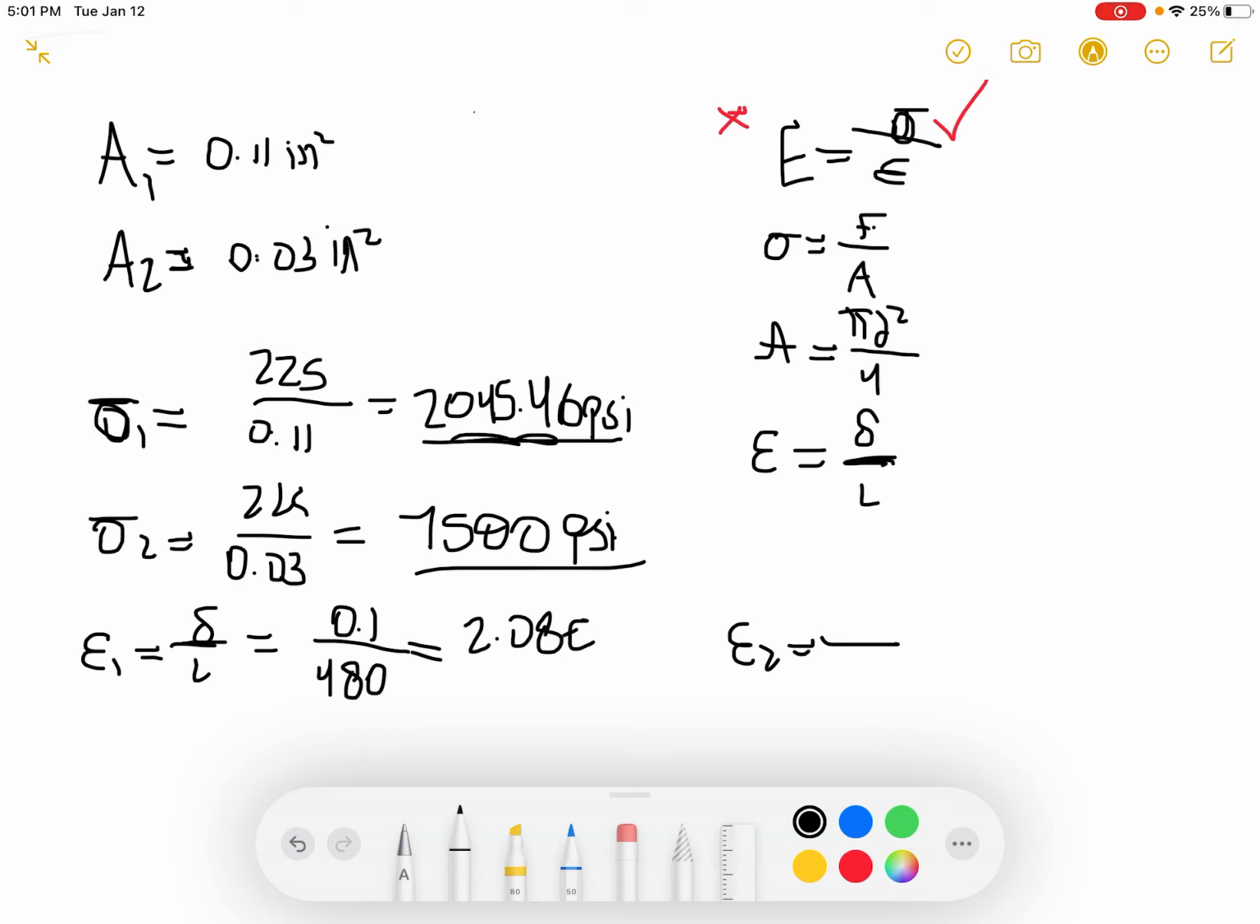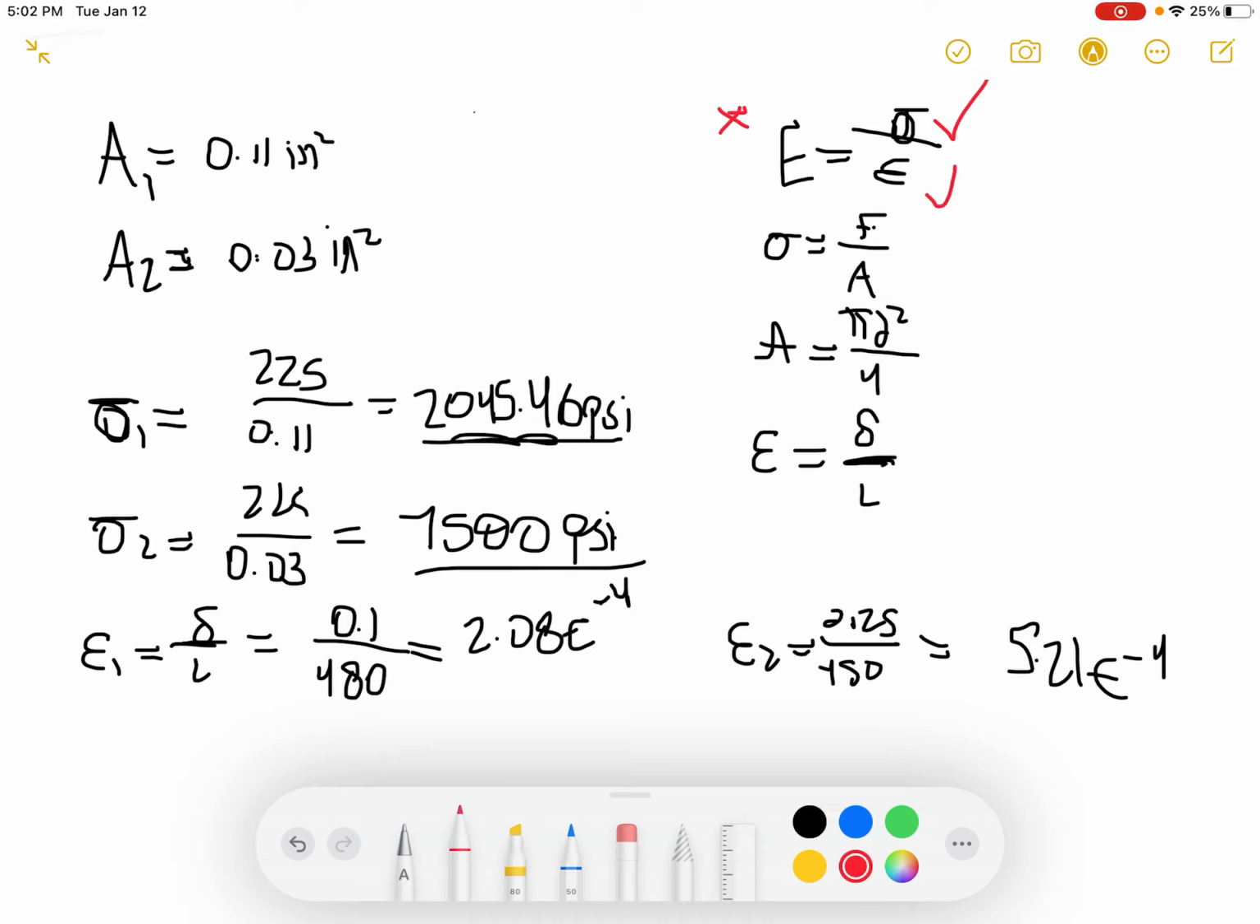2.08 e to the negative fourth. That might look really weird to you, but don't worry, we'll fix. Really, that just means this. That's all that means. The e you can just think of as a times 10. We had the elongation for the second wire was 0.25 divided by 480, because that's the length, and we get 5.21 e to the negative fourth. So now we have the bottom part of the equation as well.